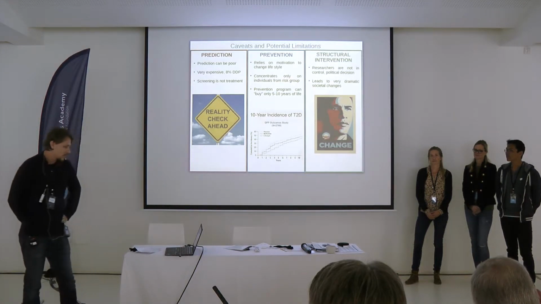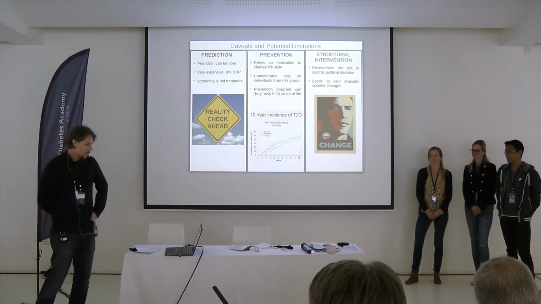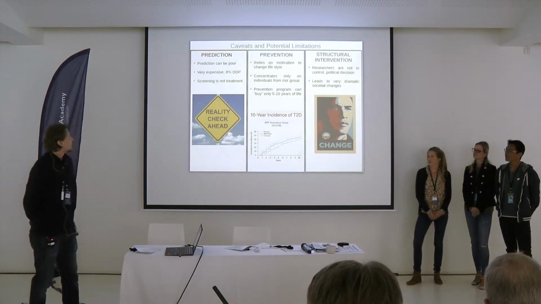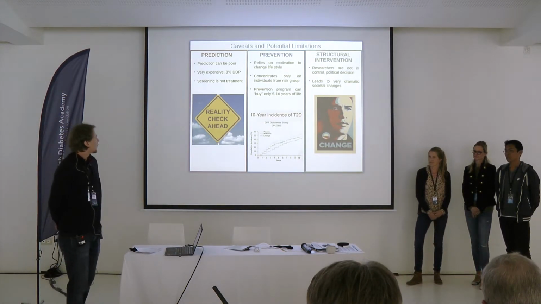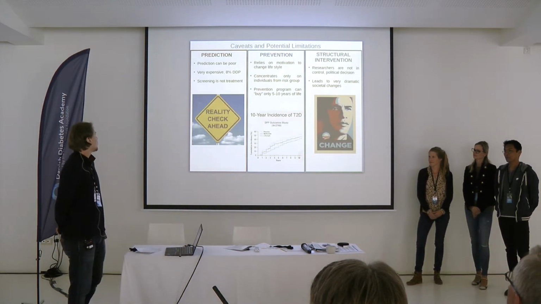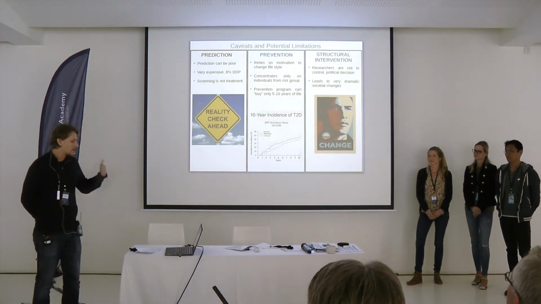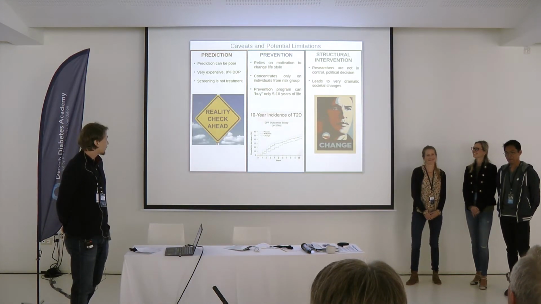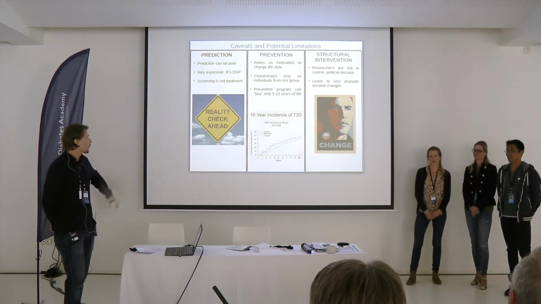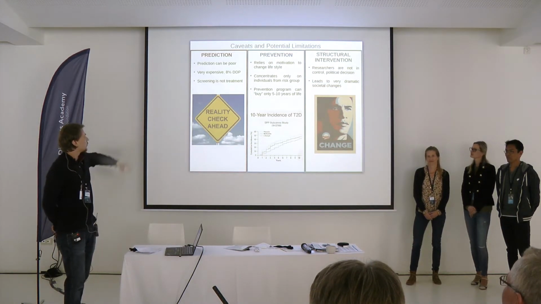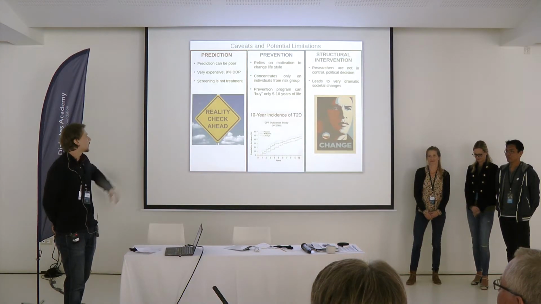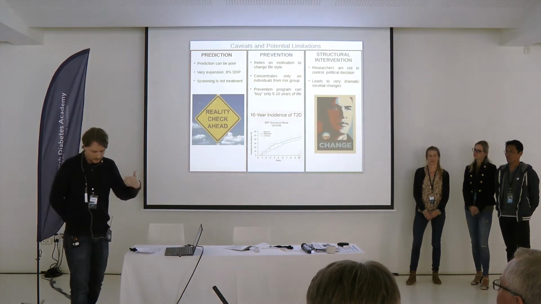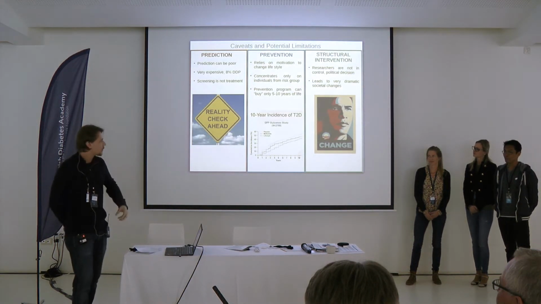Caveats and potential limitations. So prediction, of course, might be poor. There is no guarantee. It's very expensive, and screening is not a treatment. Prevention relies on people's motivations. It's unpredictable. It concentrates only on the risk group. So potentially, if the prediction fails, we do not cover undiagnosed risk individuals. And the prevention program can only postpone the onset of diabetes. You cannot escape the disease.